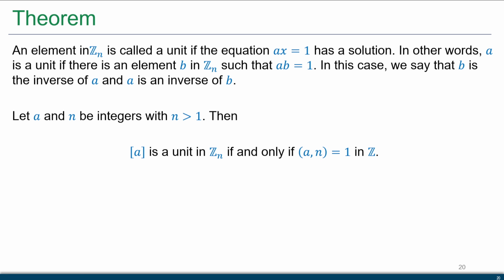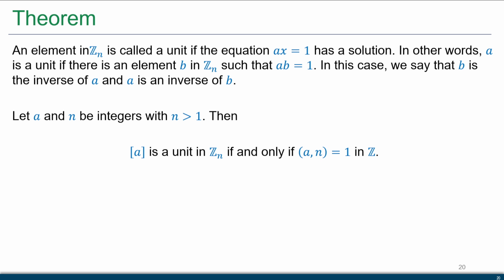In this theorem, all we're doing is restating the last theorem in terms of defining what this multiplicative inverse is going to be. An element a in Z mod n is called a unit if the equation ax equals 1 has a solution. In other words, a is a unit if there is another element b in Z mod n such that when I multiply these two things together, I get 1. In that case, we say that b is the inverse of a, but we can also say that a is the inverse of b. So both of these are in fact units, because they both have inverses in there.